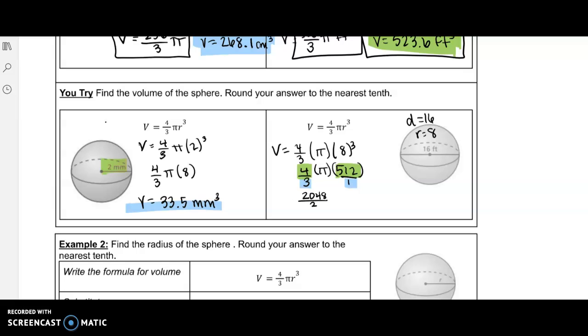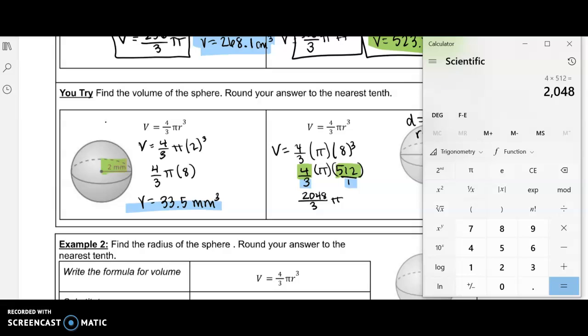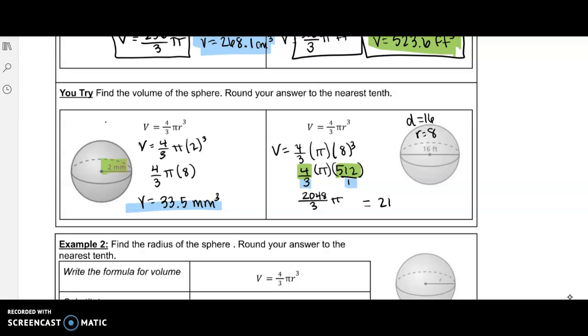3 times 1 is just 3, times pi. So over 3 is the same as dividing by 3. And then times pi. So we have 2,144.7, because that 6 makes that 6 round up to a 7. So 2,144.7 feet cubed. And that would be our final answer.